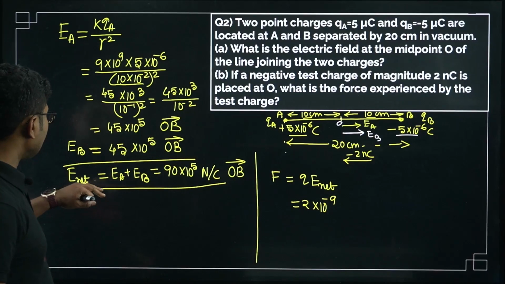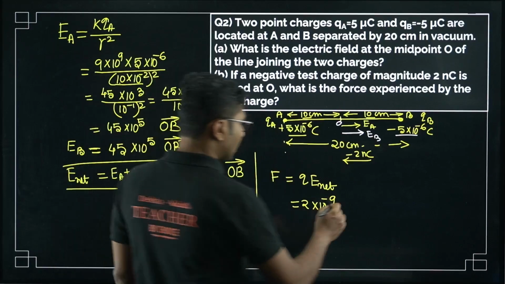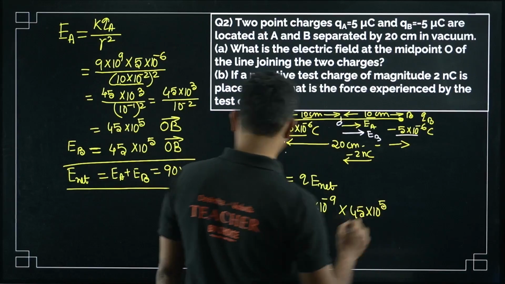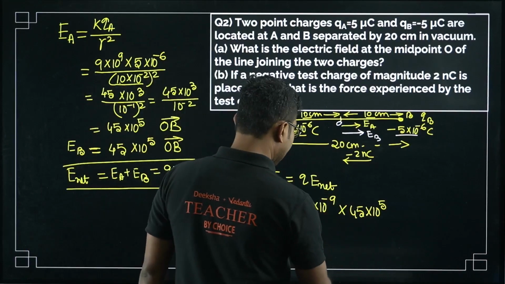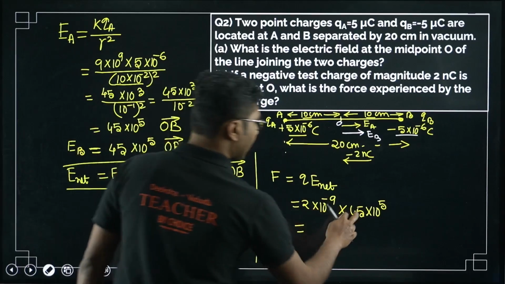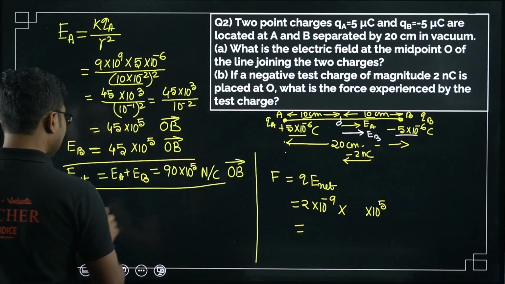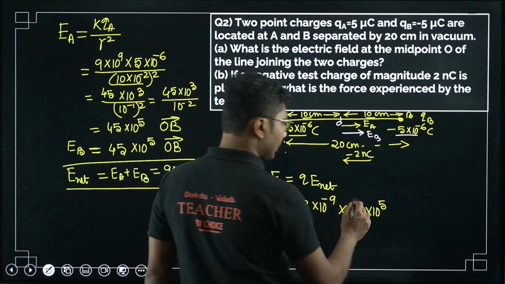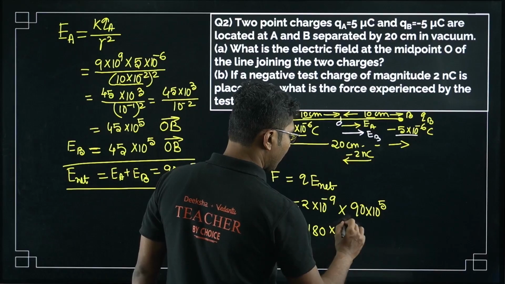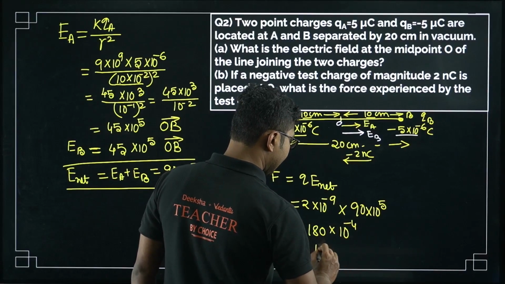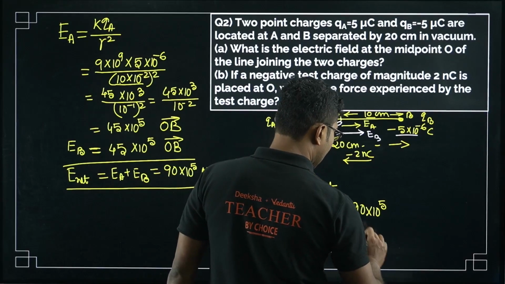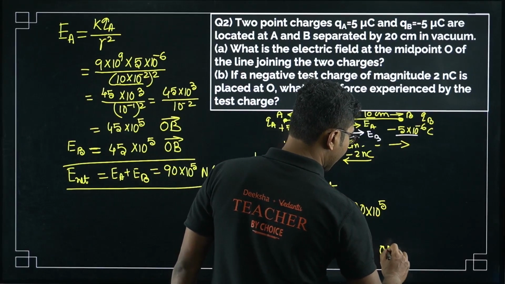what is the net electric field? It is 45 into 10 to the power of 5, right? Sorry, it will be 90 here only, my mistake. The net electric field is 90, so 90 into 2 is 180 into 10 to the power of minus 4, or you can say 18 into 10 to the power of minus 3. The unit will be Newton, and the direction will be along OA.